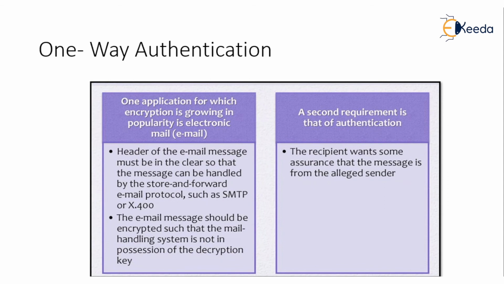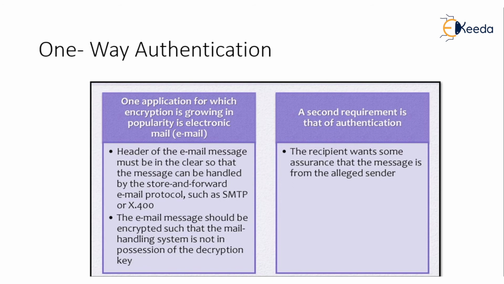Another type of authentication is one-way authentication, where two communicating parties are exchanging some messages over the network, and either one of the communicating parties authenticates itself to the other party. It is not needed that the other party should also authenticate to the first party. One application for which encryption is growing in popularity is electronic mail, that is, email.